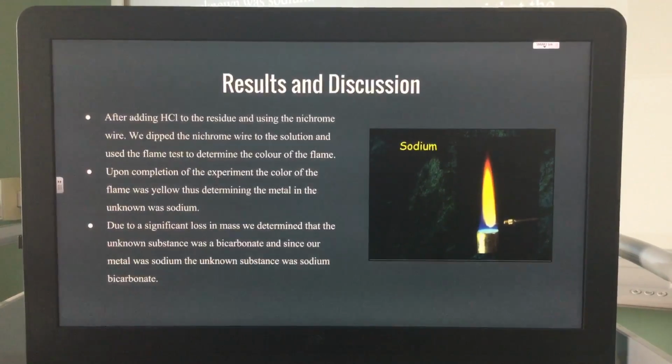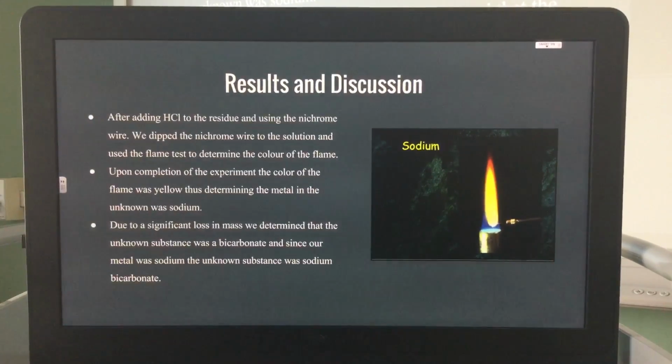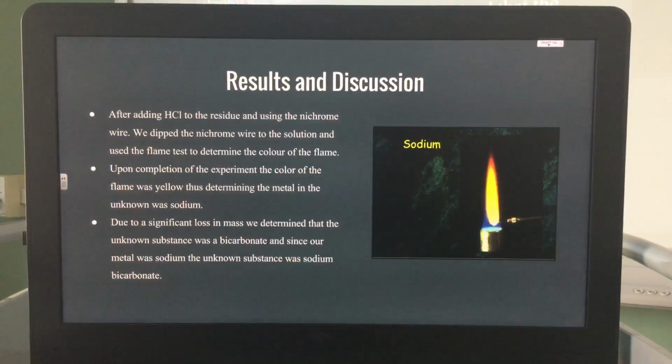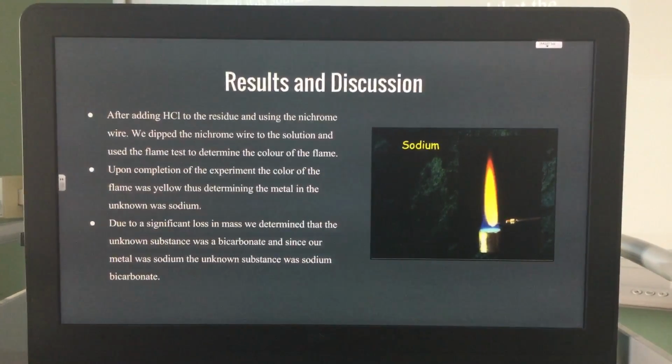Presenting the final slide will be Alex Ventoso, results and discussion. After adding HCl to the residue and using the nichrome wire, we dipped the nichrome wire into the solution and used the flame test to determine the color of the flame.